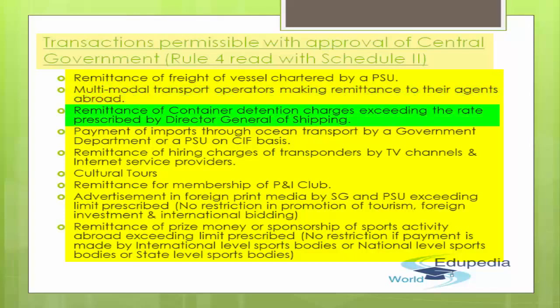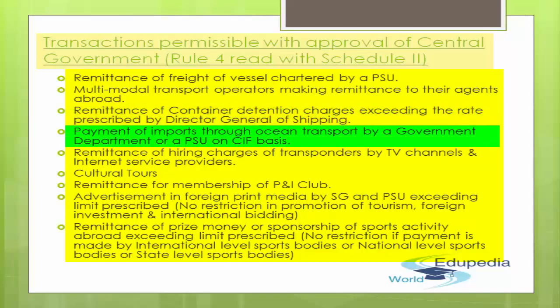Next will be the remittance of container detention charges exceeding the rate prescribed by the Director General of Shipping. You want to provide some remittances for the container detention charges, but they are exceeding the rate prescribed by the Director General of Shipping. In that case, you need to have first of all the approval of central government. Why? Because you're paying an amount which is exceeding the rate which has been prescribed. So you need that approval of central government.